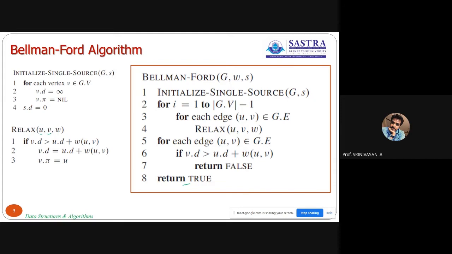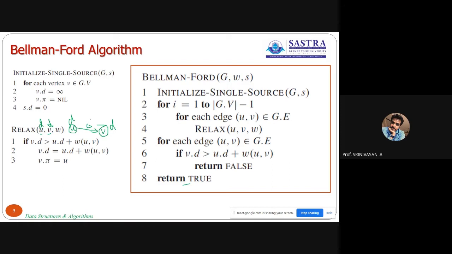The U shortest distance is recorded, the V shortest distance is already recorded, and there is a direct cost between U and V. Let that cost be C, with the distances U dot D and V dot D. By relaxing this edge, what is the change in the destination vertex? That will get changed.